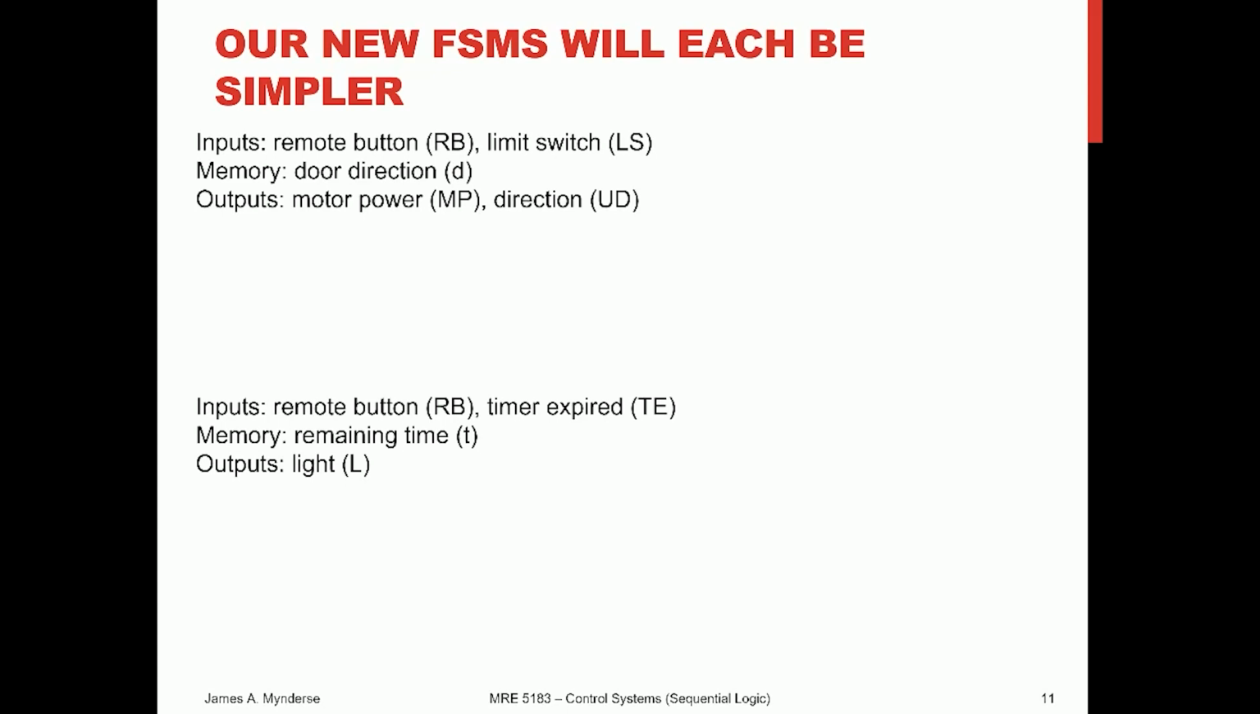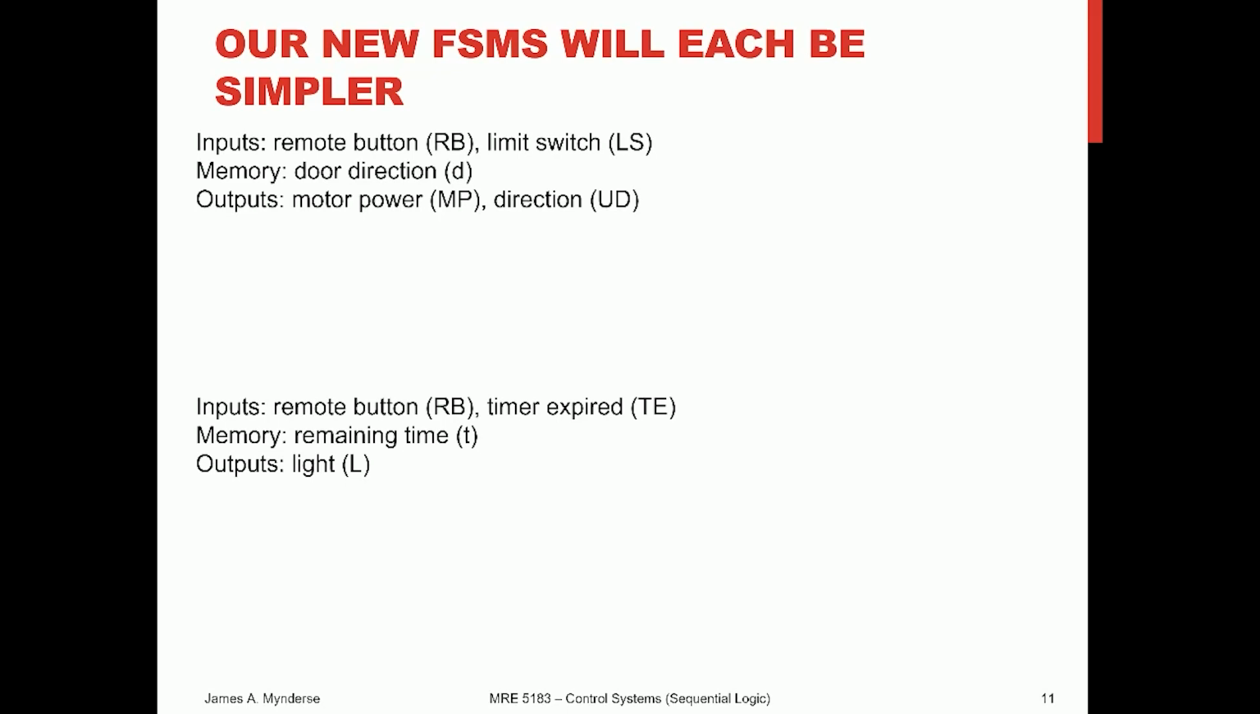We'll consider the door first, and then we'll consider the light. So on the door side, we're going to have the same inputs, the button and the limit switch. We're going to have the same outputs, the motor power and the direction. And all I'm doing is adding memory. I'm going to add 1 memory element here for the door direction. I'm going to call it lowercase d.